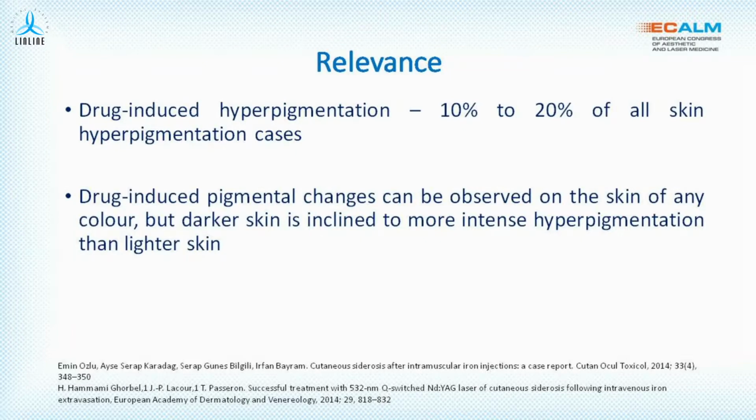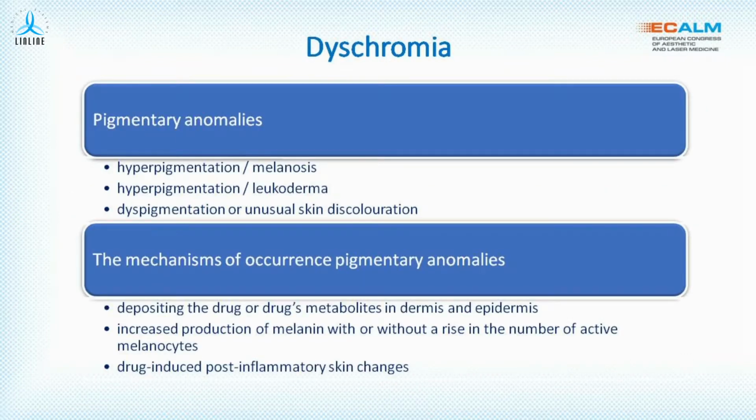Drug-induced hyperpigmentation is known to cover from 10% to 20% of all skin hyperpigmentation cases. As a rule, it is represented by skin hyperpigmentation, hypopigmentation, as well as dyspigmentation. The mechanisms of occurrence include increasing the number of melanocytes, their active forms, and increasing the melanin production, as well as depositing the drug itself, its metabolites, and post-inflammatory hyperpigmentation of the skin.